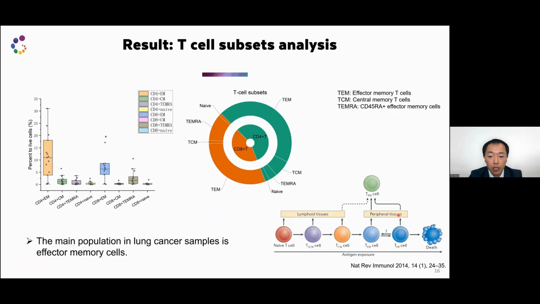We further analyzed the T cell population. We know the acquisition of antigen experience is marked by the generation and persistence of memory cells, which provide long-lasting protection against pathogens. From our result, we can say that the majority part is effector memory T cells.